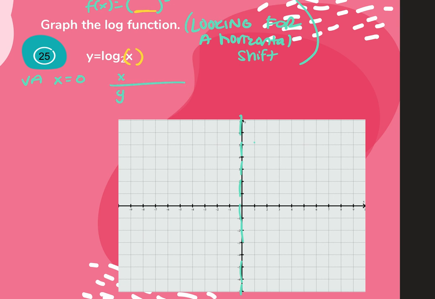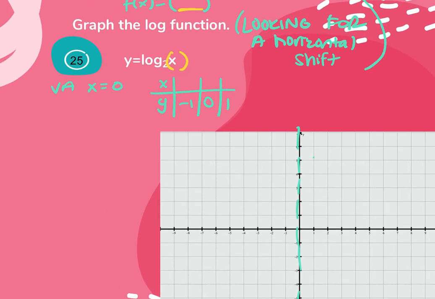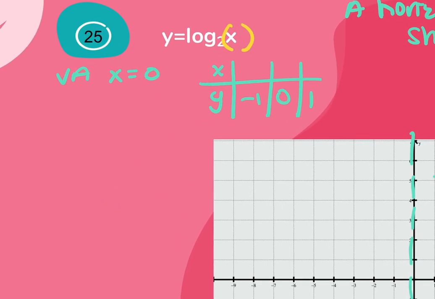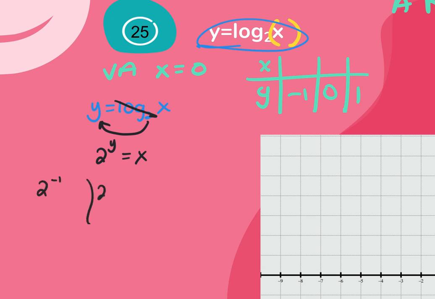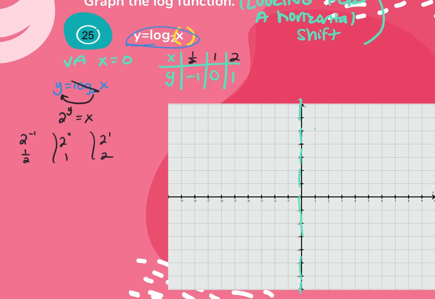Then we set up our t-chart, and instead of plugging in for x, we plug in for y. I'm going to take my function, y equals log base 2 of x, and I'm going to convert it to exponential. So the 2 comes over and picks up the y, and the log drops off, leaving the x. And then I plug everything into that. So 2 to the negative 1, 2 to the 0, and 2 to the first. 2 to the negative 1 would be 1/2. 2 to the 0 would be 1, and 2 to the first would be 2. So we plugged in for the y, and we got the x.